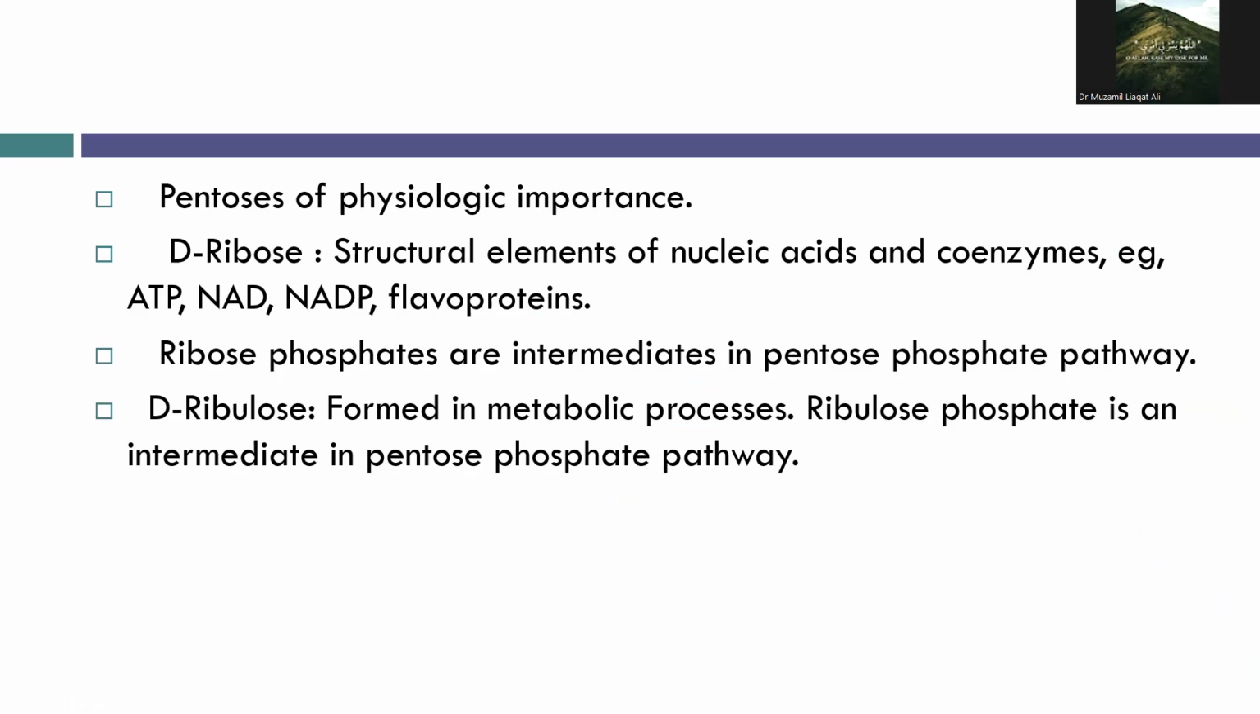Now, let's discuss the pentoses of biochemical and physiological importance. Several pentoses play a critical role in human metabolism, right? The very first one is D-ribose. D-ribose is a structural component of nucleic acids, RNA and DNA, and coenzymes like ATP, NAD+, NADP+, and FAD. Ribose 5-phosphate is a key intermediate in the pentose phosphate pathway. Next is D-ribulose, formed during metabolism. Ribulose 5-phosphate is an important intermediate in the pentose phosphate pathway.